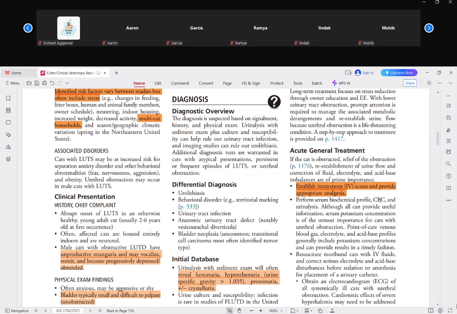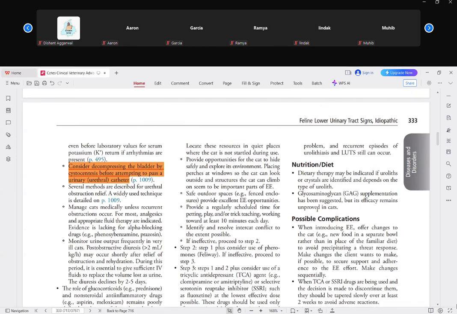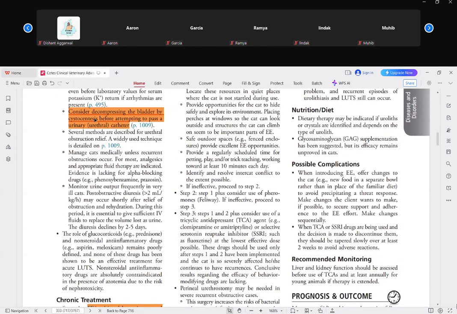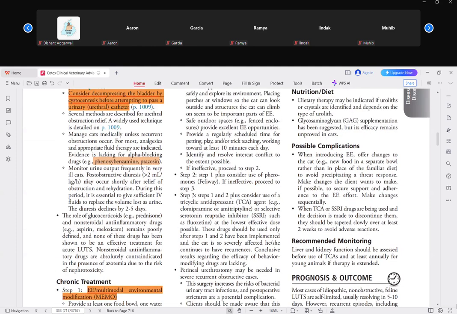In case of obstructive FLUTD, establish an IV catheter and give a lot of fluids to the animal. After you have started the fluid, then you have to decompress the bladder. Okay, after the decompression, you can use phenoxybenzamine or prazosin for the incontinence. Also, an important thing is to use analgesics in these animals.